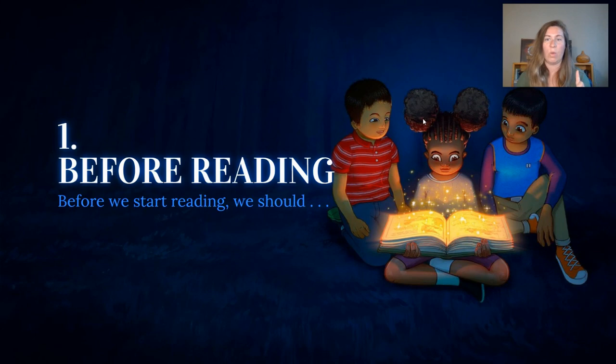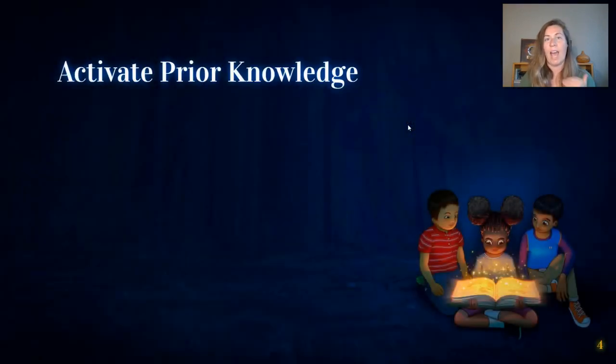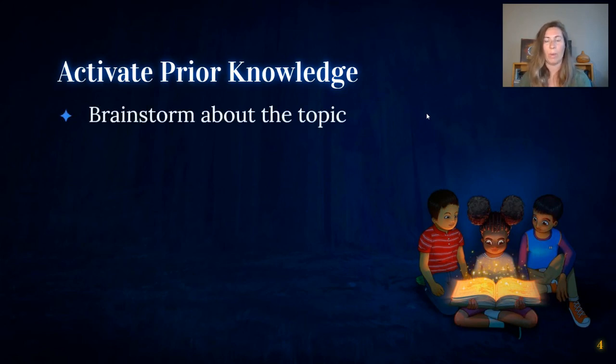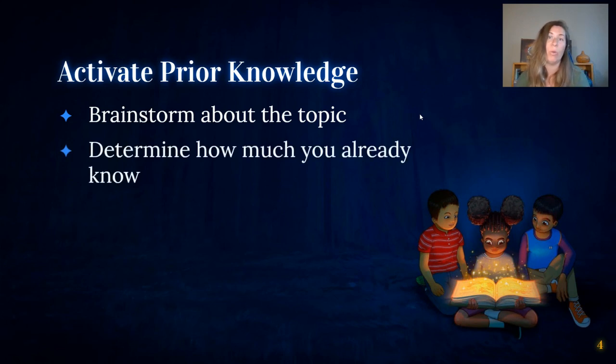The first thing that you want to do before you start reading is activate any prior knowledge. So this is where we brainstorm about the topic, usually based on the title of the news article or the title of the novel or the pictures we're seeing. We can get an idea of the topic that we're going to be reading about. So it's a good idea to brainstorm what you already know about that and to determine how much you already know. Do you know a lot about this topic? Do you know maybe a little bit? You've heard of the topic before, you're familiar with it, and so you know a little bit. Maybe you don't know anything. So determine how much you already know.